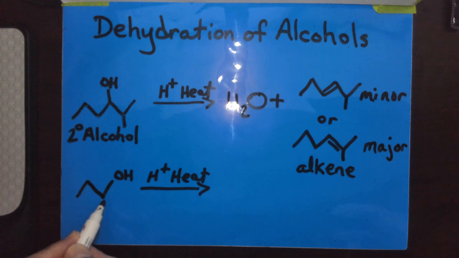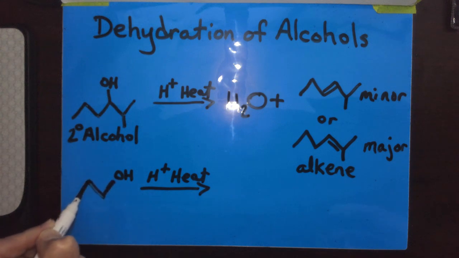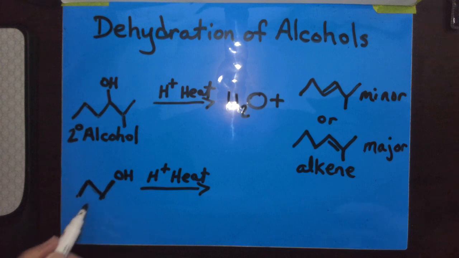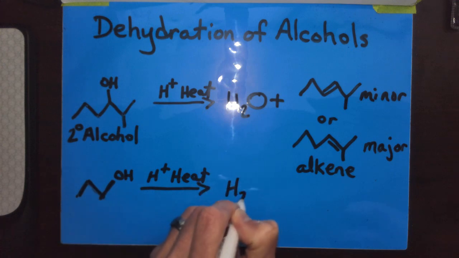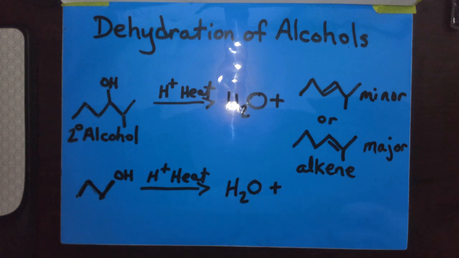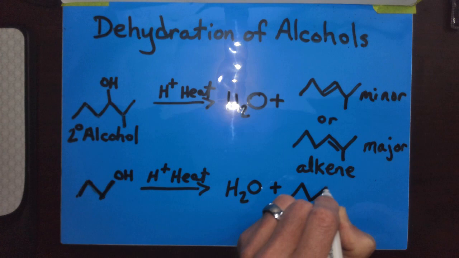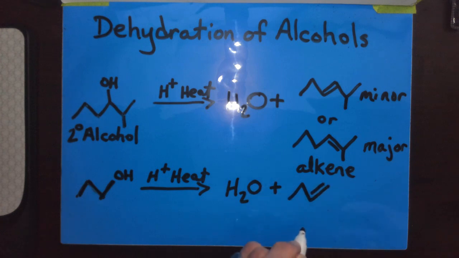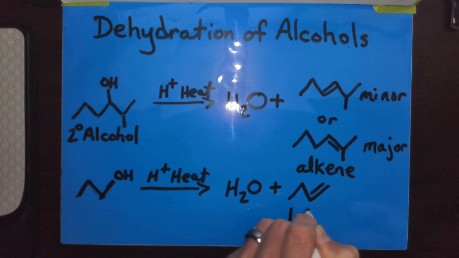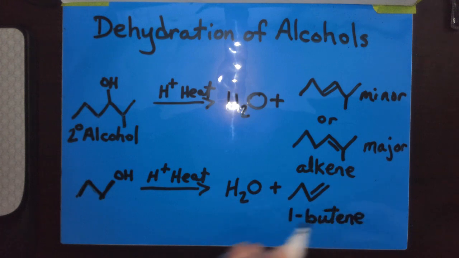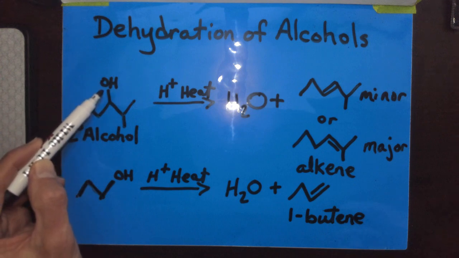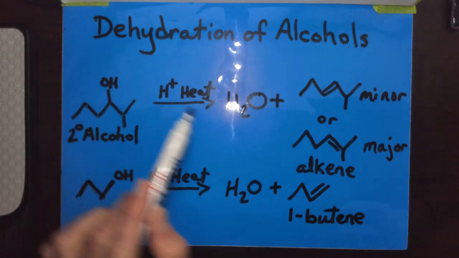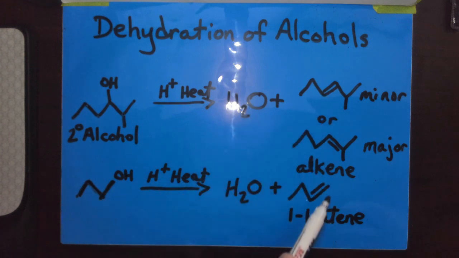Now, I'll show you what happens when we work with a primary alcohol. With a primary alcohol, the hydroxyl and a hydrogen from the neighboring carbon are removed to make the water, and then we have an alkene again. This time we have 1-butene that is formed. Right? So the dehydration of alcohols, you dehydrate an alcohol where you remove the OH and a neighboring hydrogen to form water and an alkene. So an alcohol is dehydrated to an alkene.